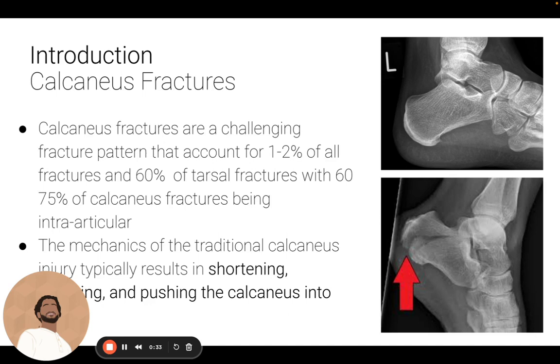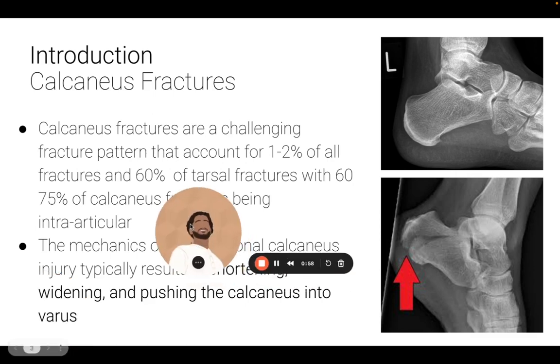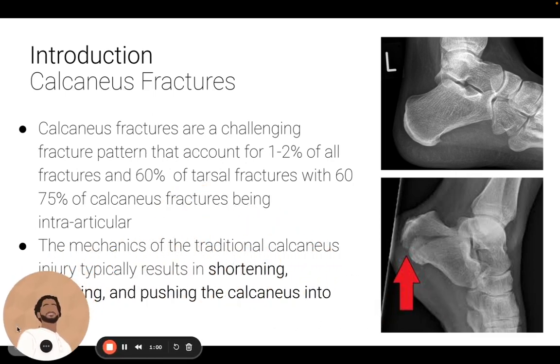Calcaneus fractures are a very challenging fracture pattern to treat surgically. Pretty rare, 1 to 2%. However, when they do occur, they're pretty challenging to treat, as a lot of them can be intra-articular, up to 75%. Normally with the mechanics of a traditional calcaneus fracture, the calcaneus will shorten, will widen, and then also be pushed into varus, meaning distally the calcaneus will be kind of turned inward.